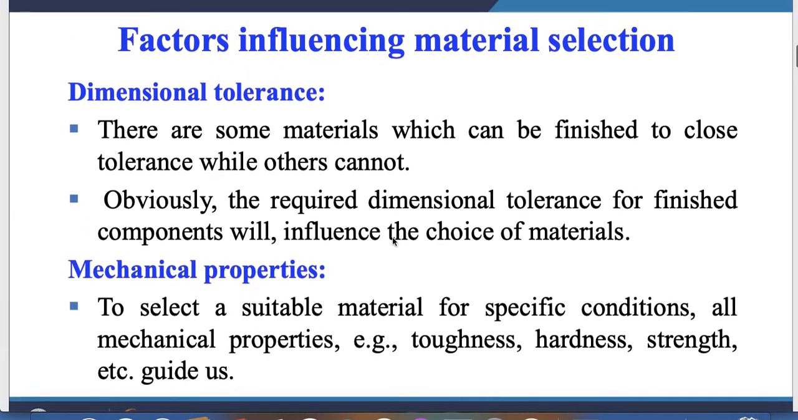Next is mechanical properties. To select a suitable material for specific conditions, all mechanical properties, for example toughness, hardness, strength, malleability, ductility, brittleness and many more, will guide us on whether it is suitable for your application or not. Suppose you are going to use a material for manufacturing solar plates. The solar plate will be in direct contact with sunlight, so if it is not heat resistant, after some time it will fail or break. So you have to select the material according to the properties or demands of your design and service requirement.